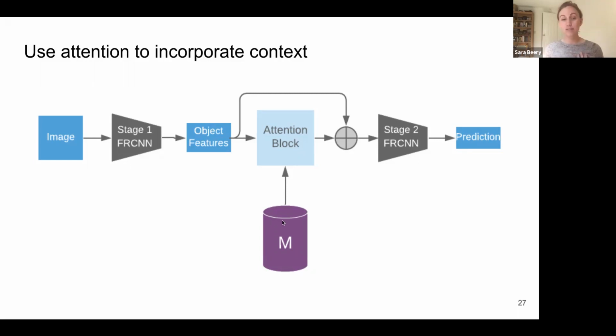And so what we've done is we basically just take a Faster R-CNN model, which is a two-stage detection model where the first stage tries to find things it thinks are objects, and then the second stage tries to categorize those objects into one of your classes or empty. And what we've done is we just injected this pre-extracted feature bank here via an attention block.